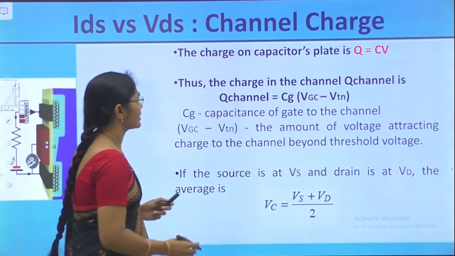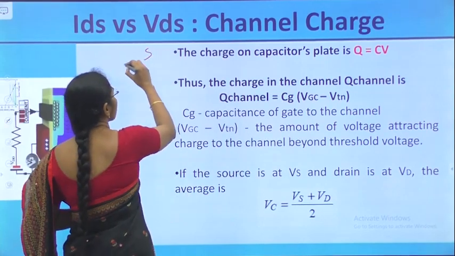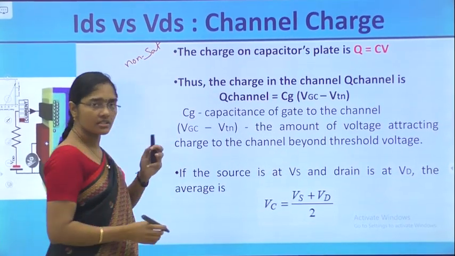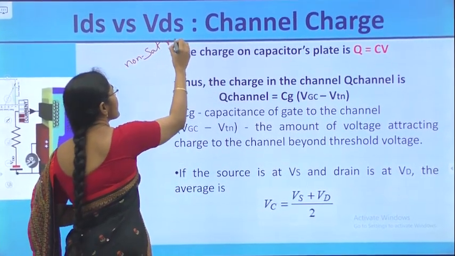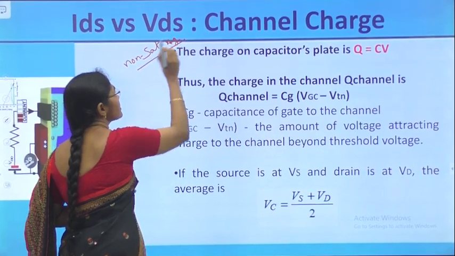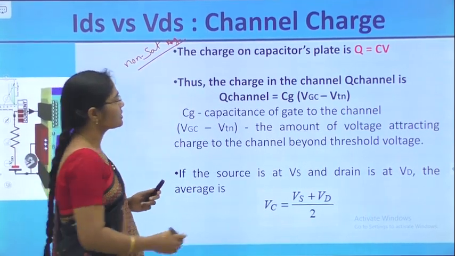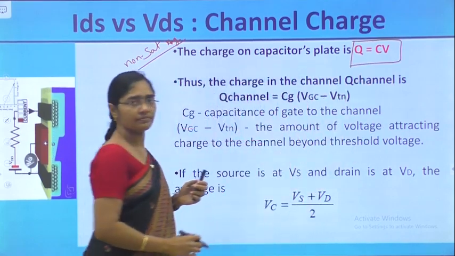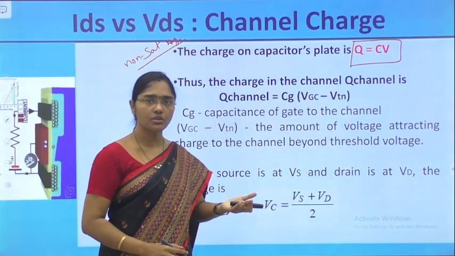Let's calculate the charge. Charge is different in both the non-saturation and saturation regions. So first, find the charge in the non-saturation region. For this, the charge formula is simply Q is equal to C into V.